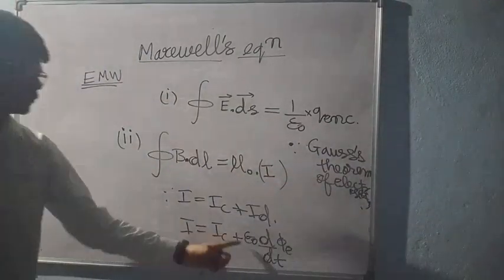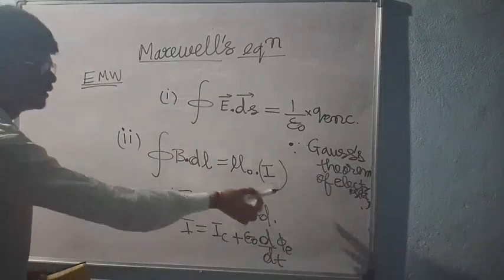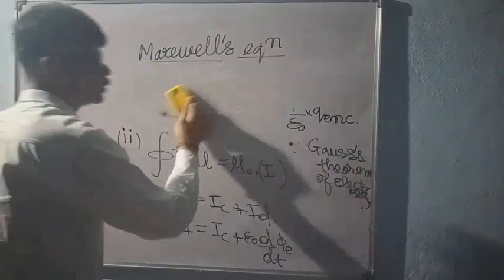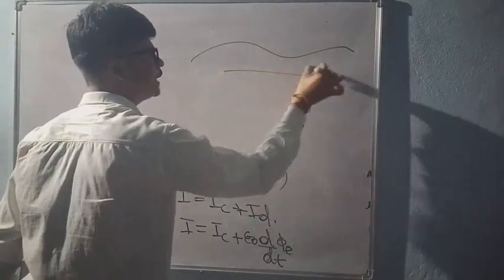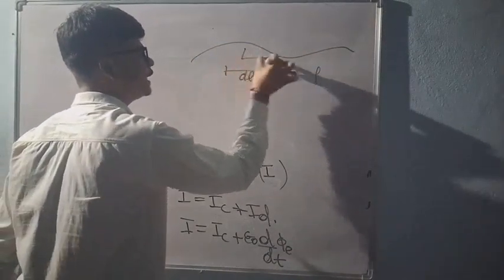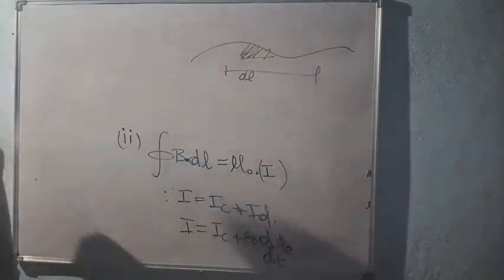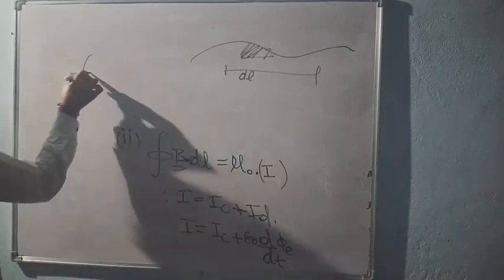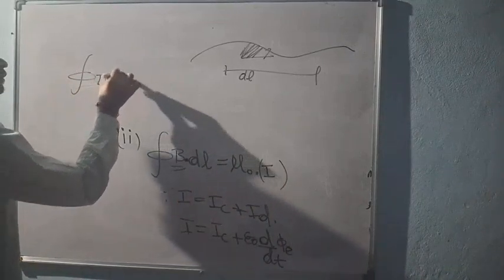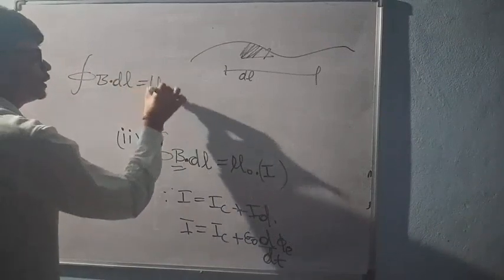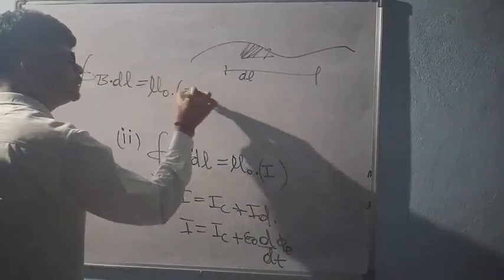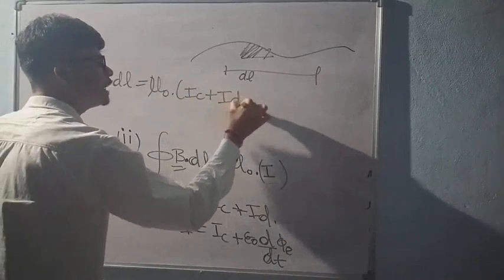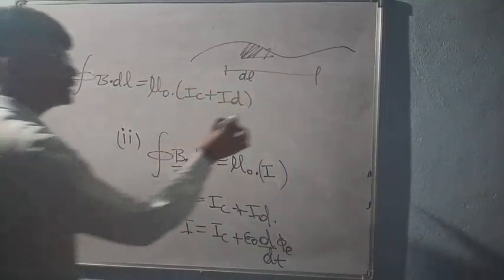Next, we will substitute these values in the place of I, and we will get this expression. The line integral of the total magnetic field with respect to a small length element dl, when a magnetic substance is placed in a magnetic field, is B dl equal to mu naught times IC plus ID. Give it as first equation.